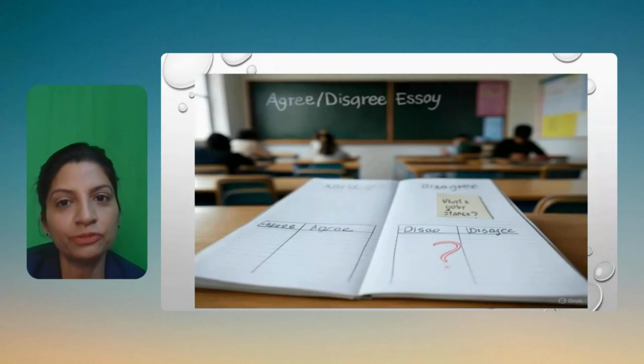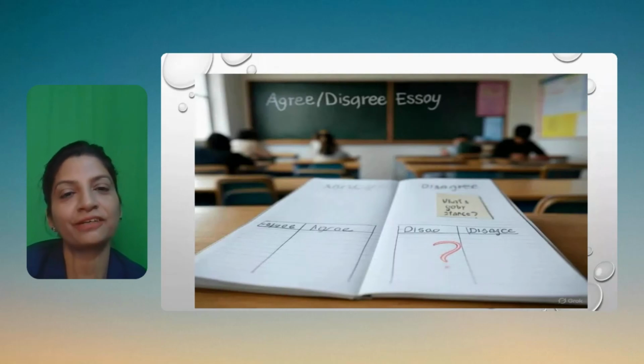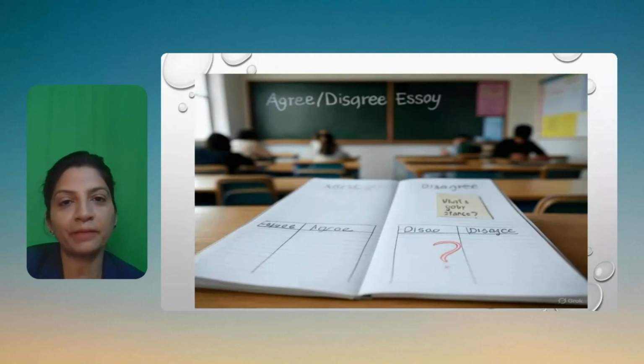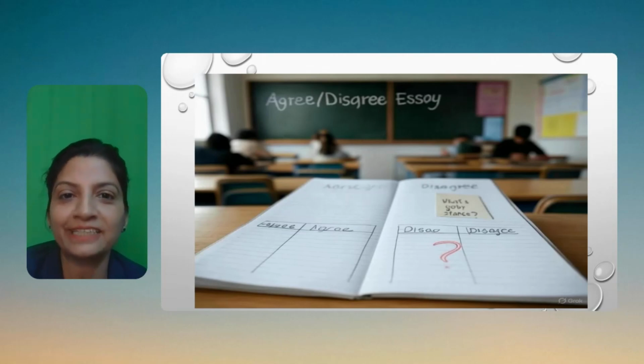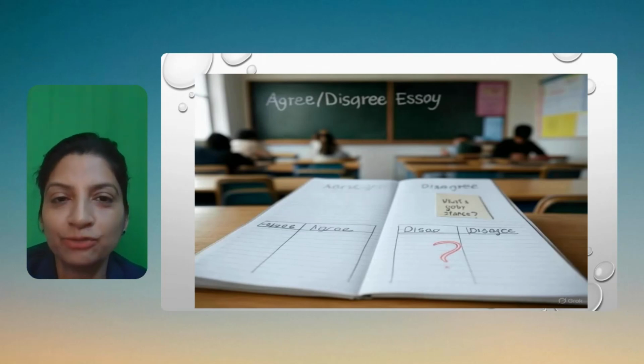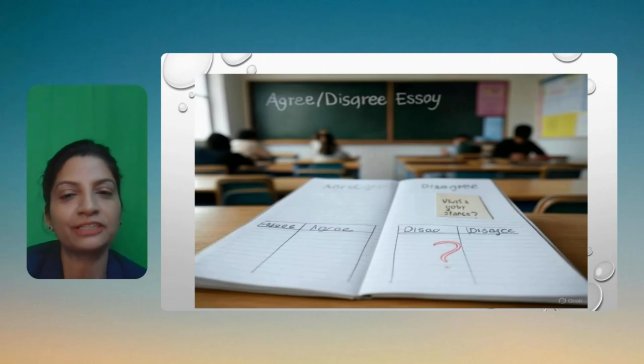Did you know that most students lose marks in agree disagree essay? Not because of grammar, but because of this one mistake. It's something so simple, yet 8 out of 10 test takers overlook it and it ruins their entire essay.